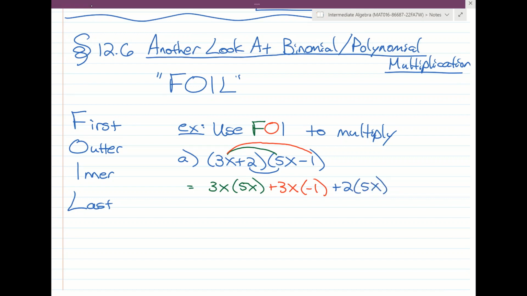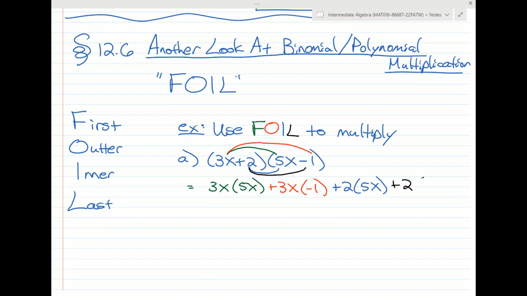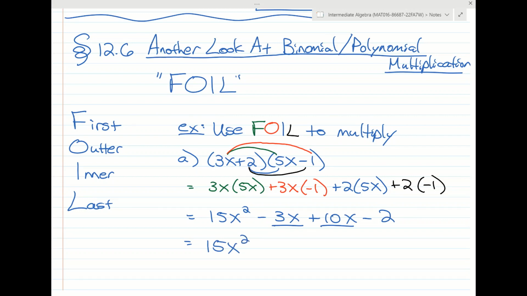And then to finish it, we would multiply the last terms. The last term of the first grouping is 2. The last term of the second grouping is negative 1. So we are doing the same thing we did in the last section. It's just another way to talk about it. Now, this would be 15x squared minus 3x plus 10x minus 2. And combining our like terms, 15x squared plus 7x minus 2 would be the answer here.